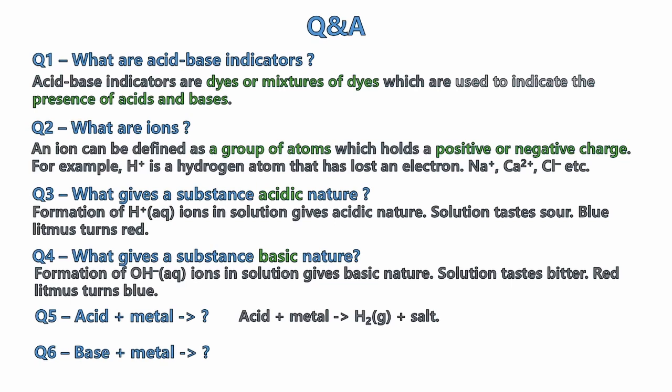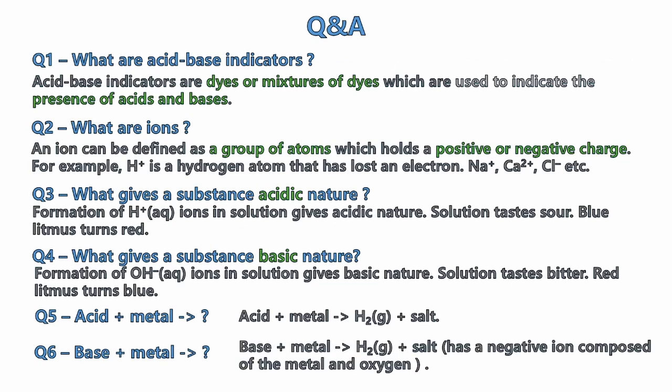What does base plus metal give you? When a base reacts with a metal, we also get hydrogen gas and we also get salt, but this salt has a negative ion composed of metal and oxygen. It is a speciality of the salt.